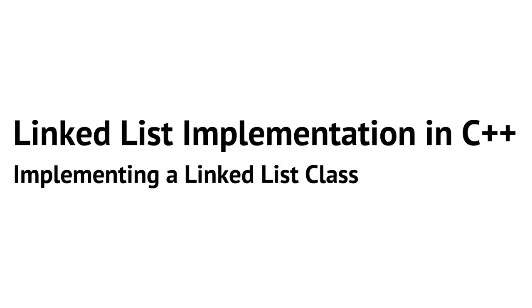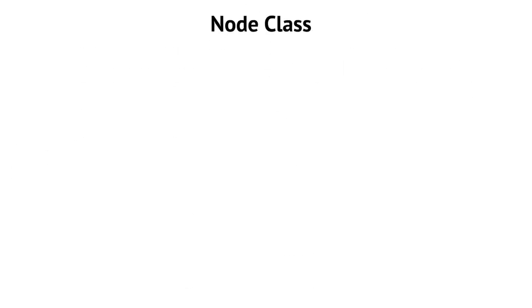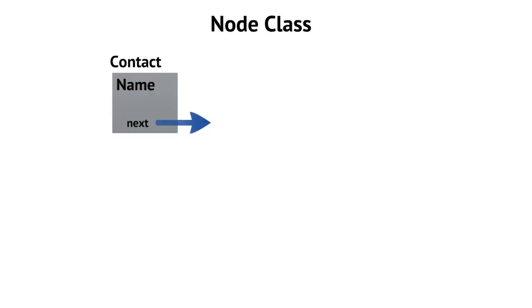In this video, we're going to continue looking at how we go about implementing this linked list data structure in C++. So in one of my previous videos, we looked at creating this node class. In our case, we were trying to create a node to be representative of a contact that you may find in an address book. So we kept it very simple and only had a name, but we also had this next pointer.